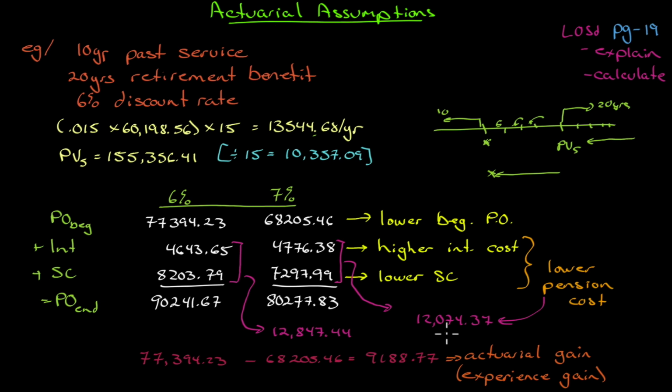So just a small change in assumptions. Nothing else had to change. We just had to change the assumption of the interest rate. Suddenly we have a much lower pension cost.